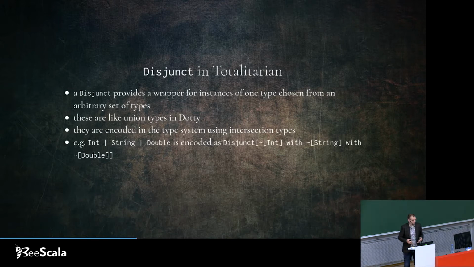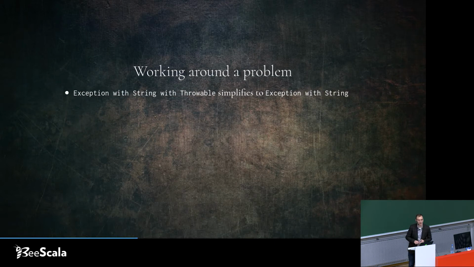So in Dotty, you would write a union type as Int | String | Double. That's what it is. You have a thing which is an instance of that type. It's either an Int, or it's a String, or it's a Double. In Totalitarian, the type is going to be represented as Disjunct[~[Int] with ~[String] with ~[Double]]. And I've just introduced this tilde thing without an explanation. So let's explain why that is there. What is that magic wrapper type?